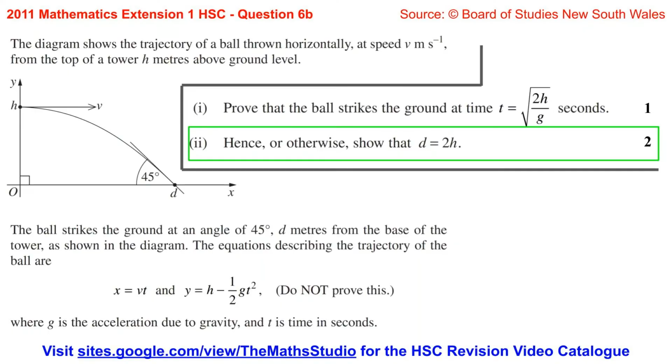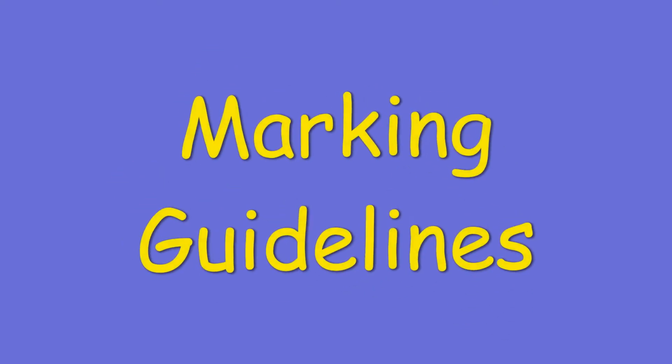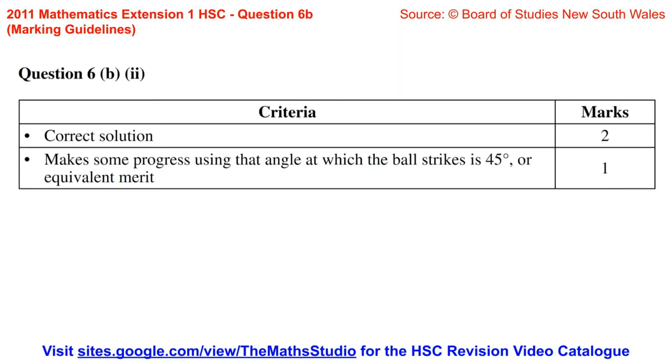Part 2. Hence or otherwise, show that d equals 2h. The following are the marking guidelines for question 6b, part 2. For 1 mark, we have make some progress using that angle at which the ball strikes is 45 degrees or equivalent merit. And for 2 marks, we have correct solution.